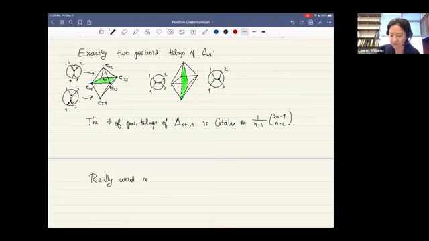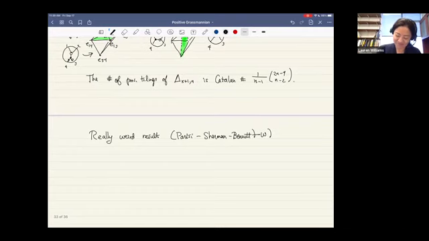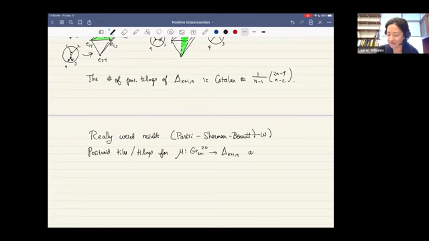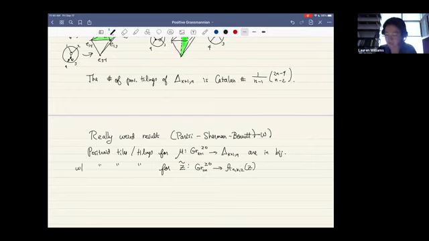So this is a really weird result with Pavel Galashin, Sherman Bennett, and me, which is that positroid tiles and tilings for the moment map onto the hypersimplex are in bijection with positroid tiles and tilings for the amplituhedron map from a different Grassmannian, this is Gr_{k,n} instead of Gr_{k+1,n}, onto the amplituhedron A_{n,k,2}(Z).